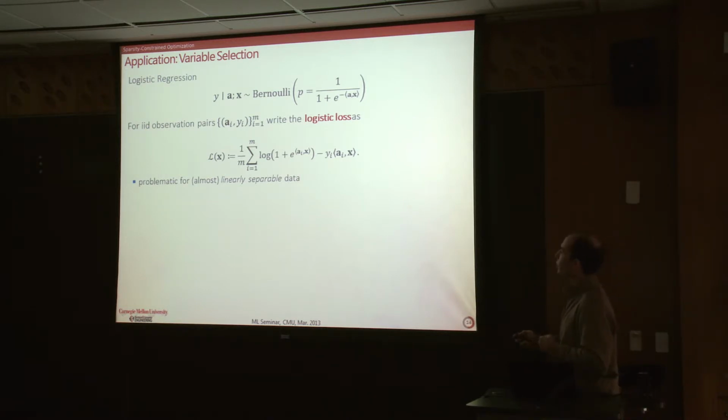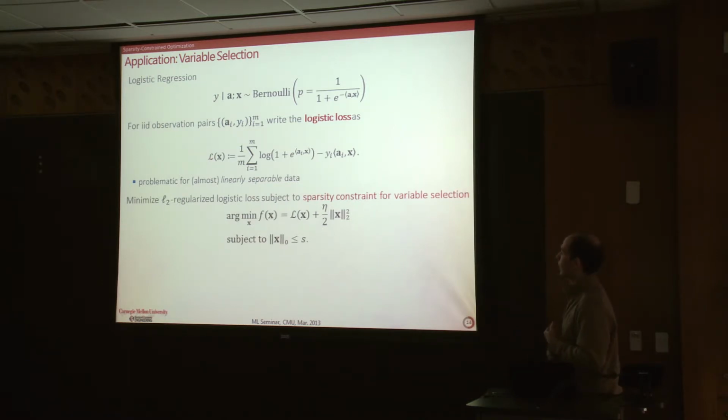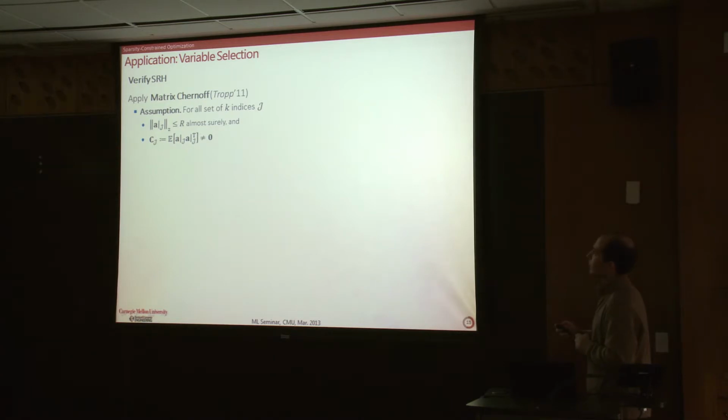So people usually use some regularization for this logistic loss. For example, we can use L2 regularization, and then our problem becomes minimizing the L2-regularized logistic loss subject to the sparsity of X. And if we want to verify the SRH for this objective function, we can apply the matrix Chernoff bound proved by Tropp.